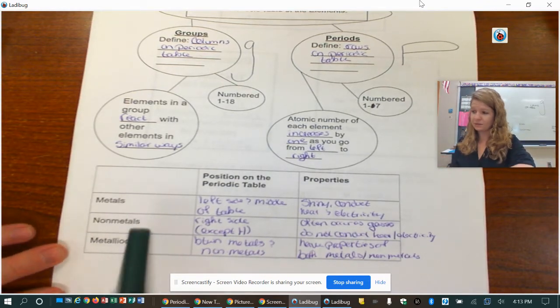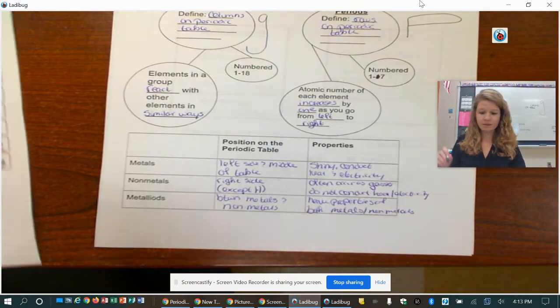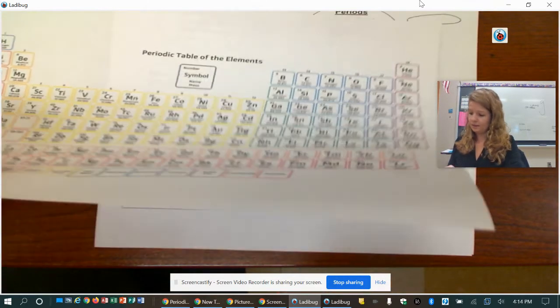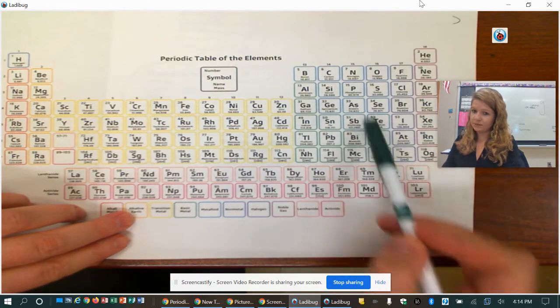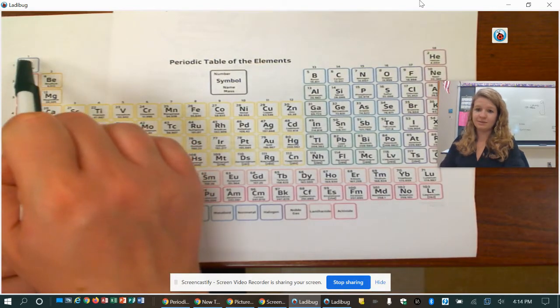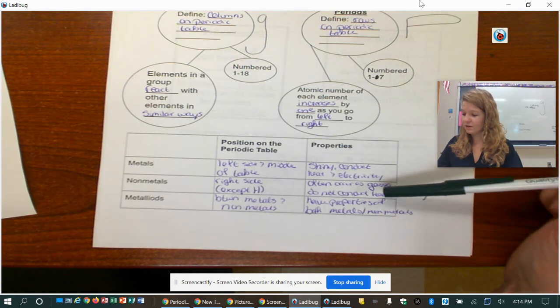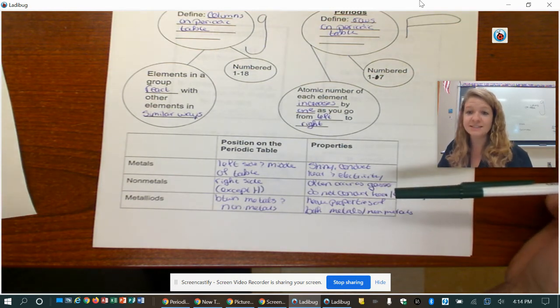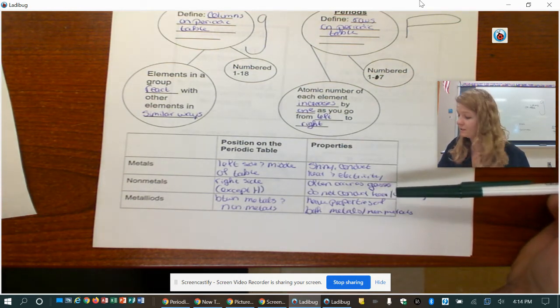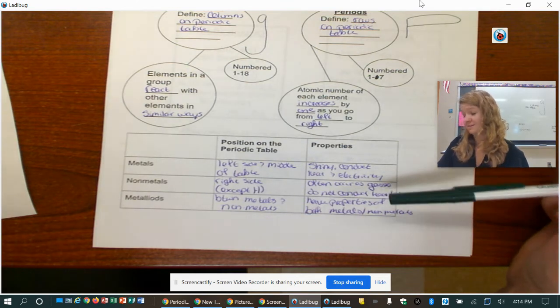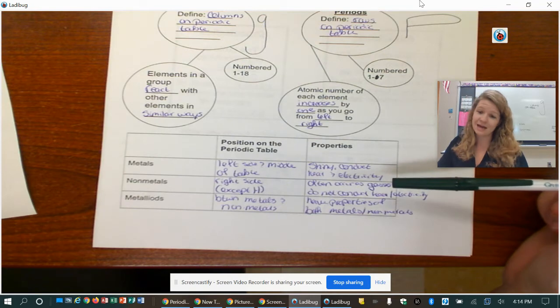Our nonmetals are all of these guys on the right side, except for hydrogen. That's a nonmetal, but he's over on the other side of the table. Your nonmetals are often going to be gases. That's the state of matter that they're most likely found in. And they do not conduct heat or electricity. So heat and electricity currents cannot travel through nonmetals.